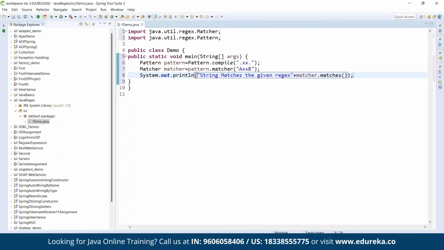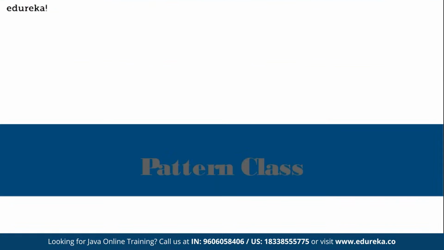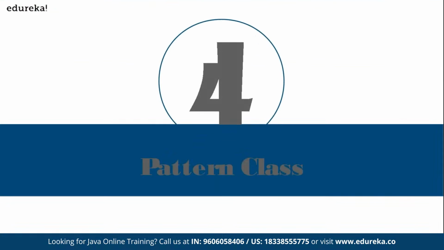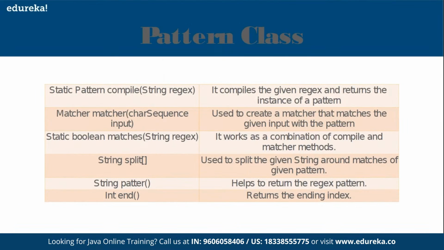So what this matches does, it will try to match the given string, and if it is found, what does it return? Matches tests whether the given regular expression matches or not. That is the purpose of matches. And you can see, if it is found, we have used the compile method. Where is this compile method found? It is present in the Pattern class. It compiles the given regular expression and returns an instance of a Pattern.